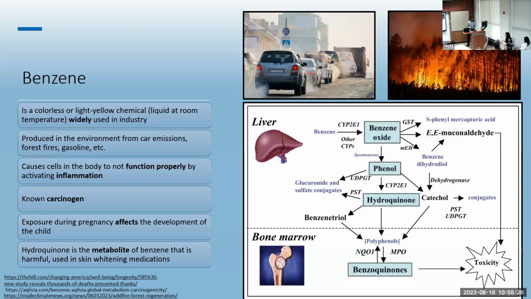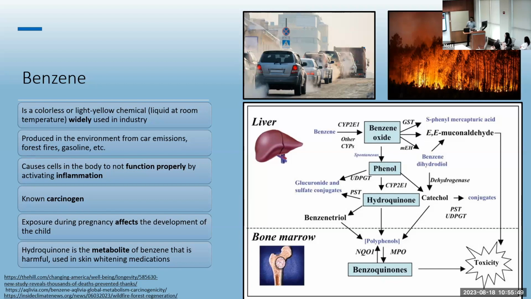Benzene is a colorless or light yellow chemical, which is liquid at room temperature and is widely used in industry in the United States. It's produced in the environment from car emissions, forest fires, gasoline, and more. It causes cells in the body not to function properly by activating inflammation, and when that occurs, cancer can start to happen.